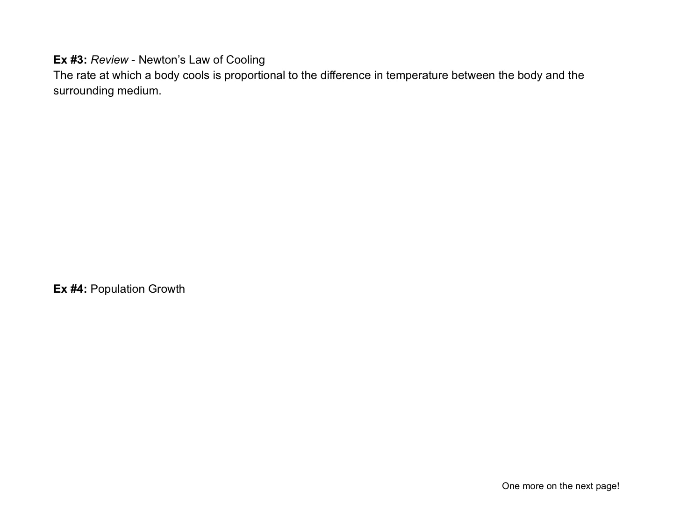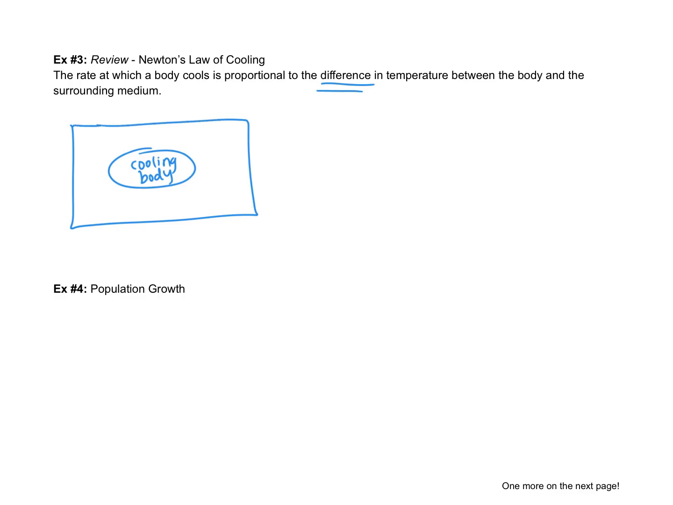Okay, in this case, it's going to be a really good idea to have a figure. So let's say this is our cooling body, and it is in some surrounding medium. So we're proportional to the difference in temperature between the body. So we're going to need something to represent the temperature of the body. So I'm going to do T of M, and that is going to be the temperature of the surrounding body. Okay, we want to know the temperature of that cooling body, so that's going to be T of t. So that's going to give us the temperature of the body at a specific time.